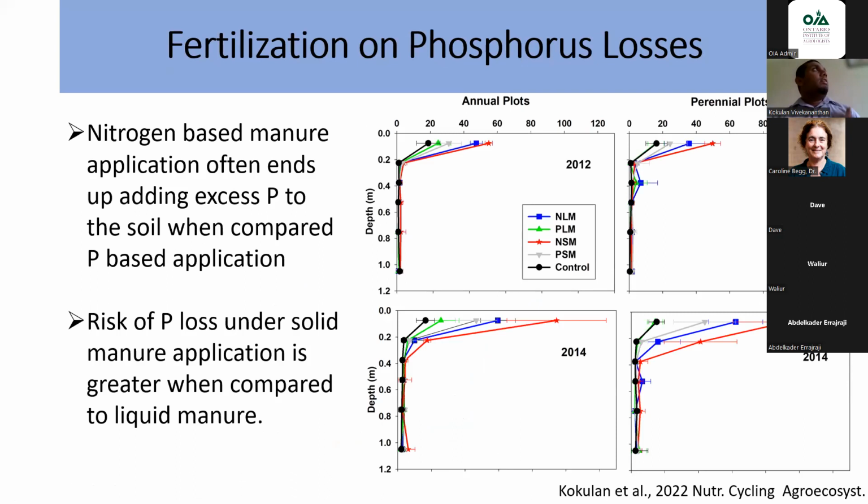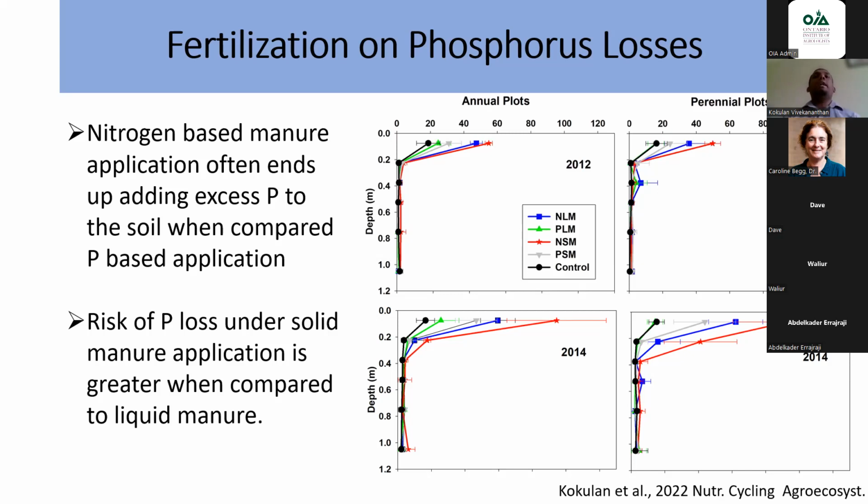So not only the rate and continuity of the manure application, but also how we apply manure matters. Most of the time we follow the nitrogen recommendation rates to apply the manure. That means we often end up over-applying phosphorus beyond the amount the crop requires. Also, the form of application, whether it's solid manure or liquid manure, matters, where solid manure could contribute to more phosphorus accumulation.